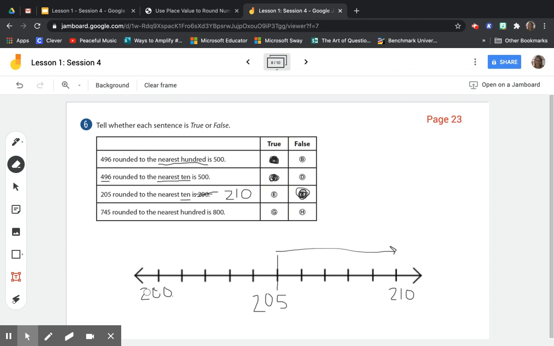All right, and last one. I'm going to erase again. Thanks for being patient with me while I erase. And my last one says 745 rounded to the nearest hundred is 800.